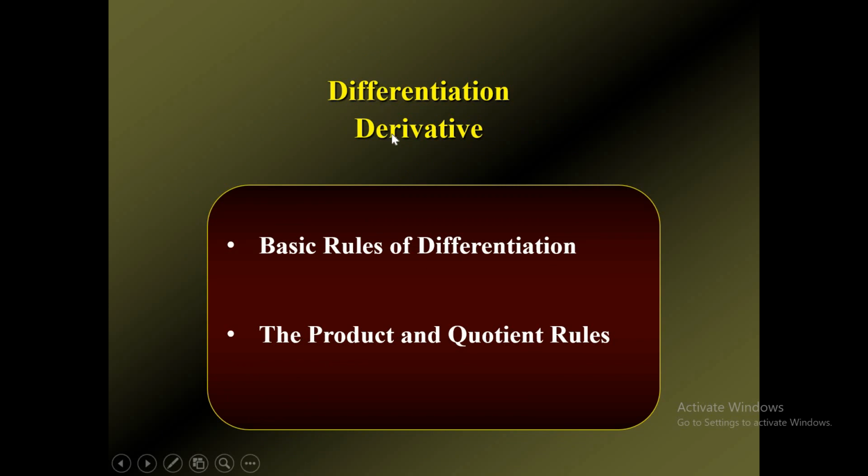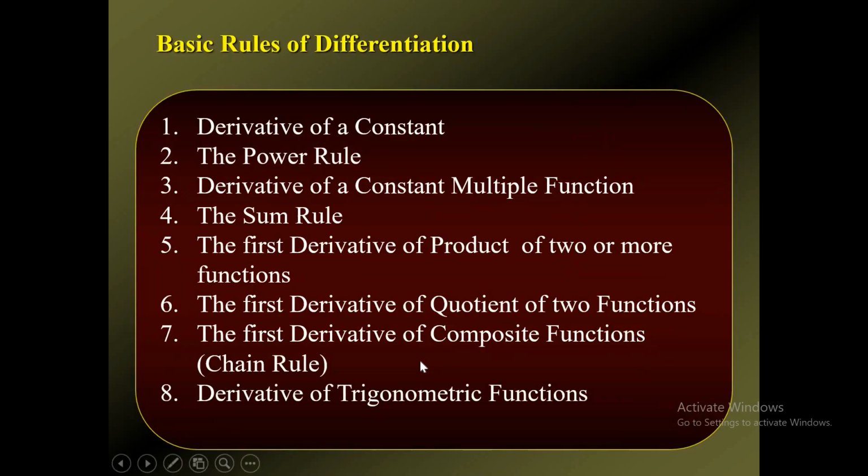Differentiation or the first derivative, we are going to study the basic rules of differentiation and the product and the quotient rules. And the objectives, as we said before: derivative of a constant. Do you remember the derivative of a constant? Yes, 0. And the power rule, if I have x to the power n, drop the power to be a coefficient, or multiply the variable x by the power and then decrease the power by 1.